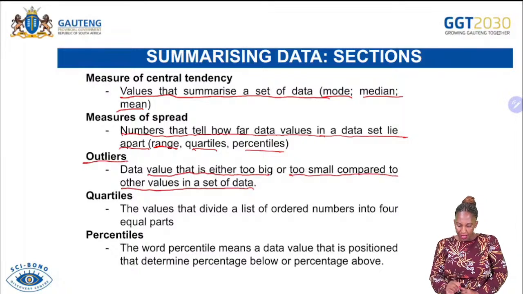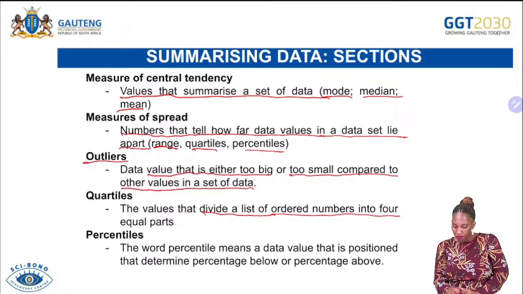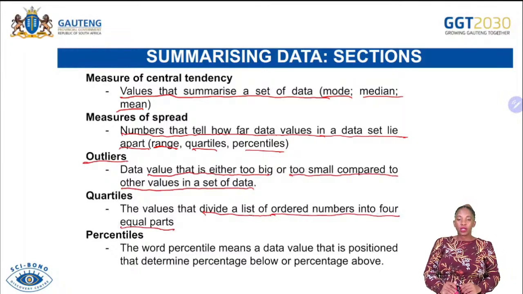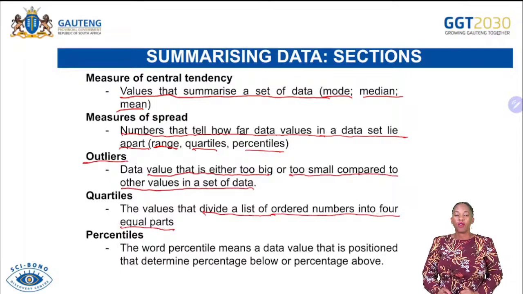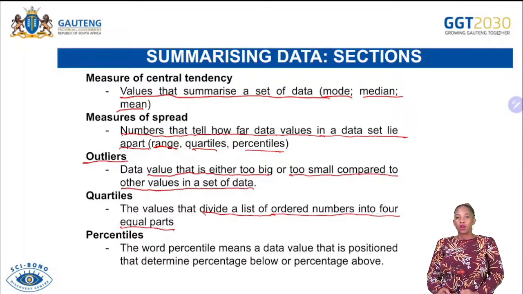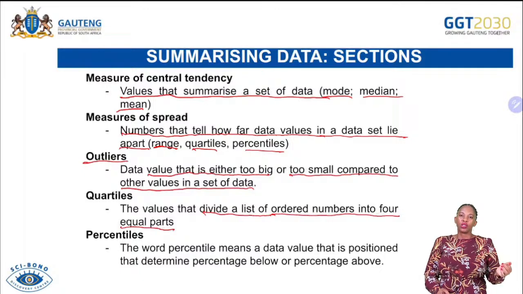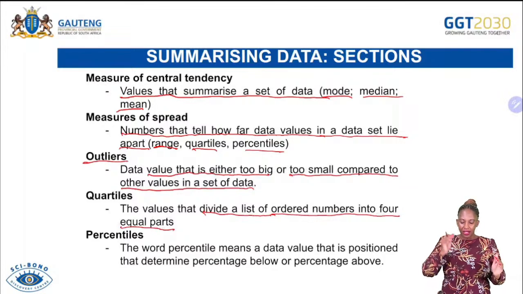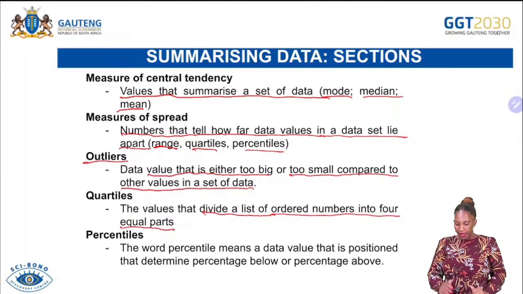When we talk about the quartiles, they are the values that divide a list of ordered numbers into 4 equal parts. How many quarters do we have in a year? How many times do we go for school holidays? We know the first 3 months, after 3 months, on the 20th of March, we'll be closing. That is our first quarter. And then again in June, July, we close again. So every 3 months, there are 4 quarters in a year. So it means we take a break 4 times a year. So when you talk about quartiles, we divide the data set into 4 equal parts in an ordered number.